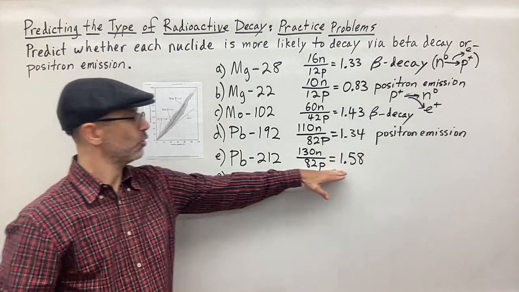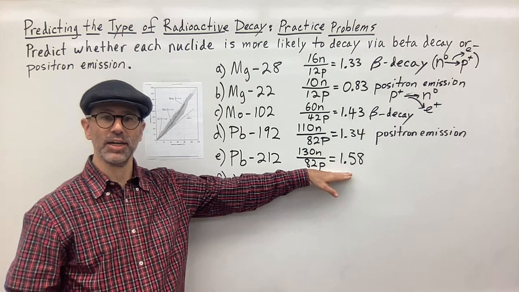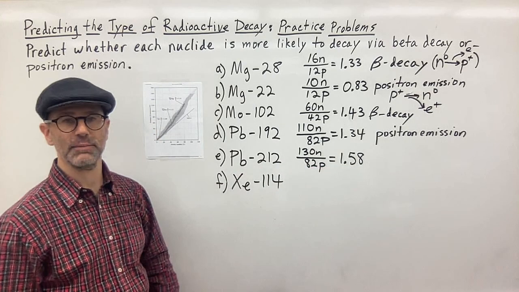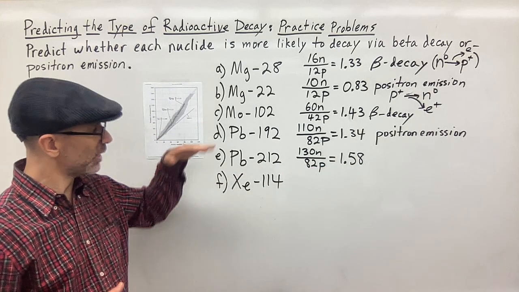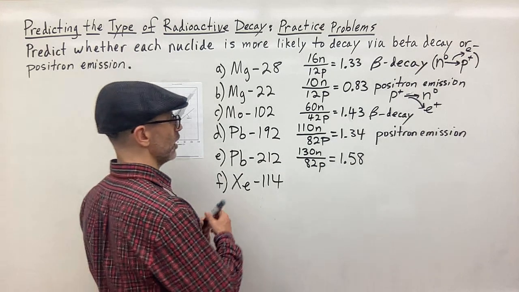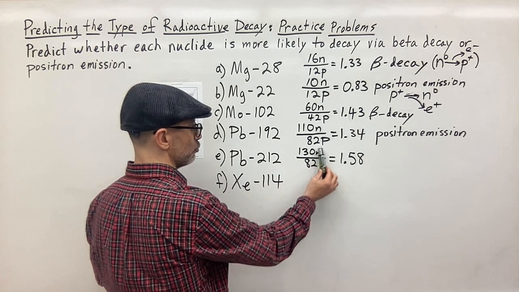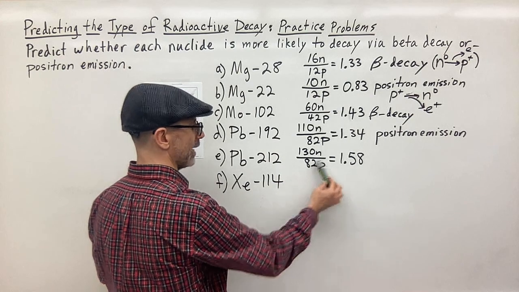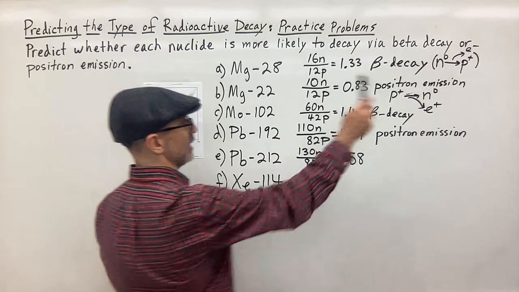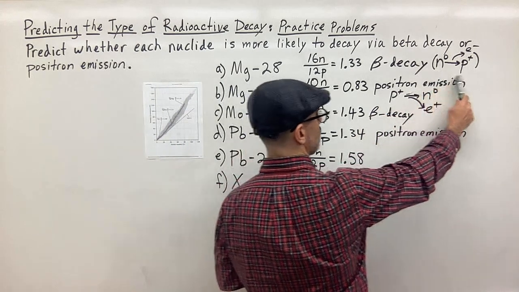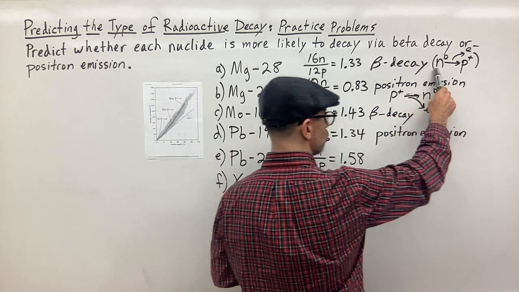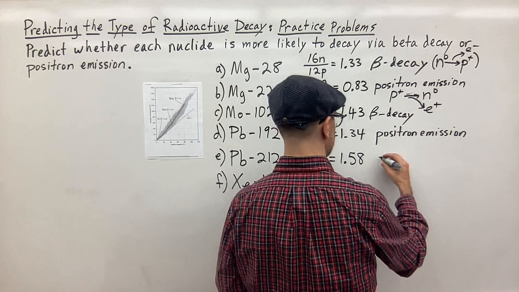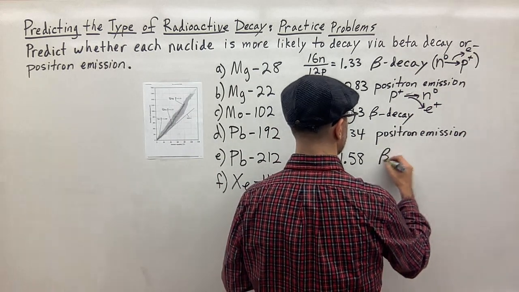And so now we said that it should be about 1.5. This is 1.58. It's a bit heavier than you would expect. The ratio's a bit higher than you want. And so again, that means that we have too many neutrons, not enough protons. We need to lose neutrons and gain protons. Well, that happens in beta decay. We lose a neutron and it becomes a proton. So this is most likely to undergo beta decay again.